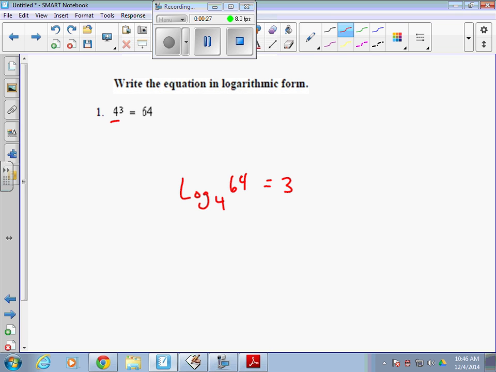That's logarithmic form. This is backwards from the way we had been doing it. Log base 4 of 64 is equal to 3. We've been going the other way with it.